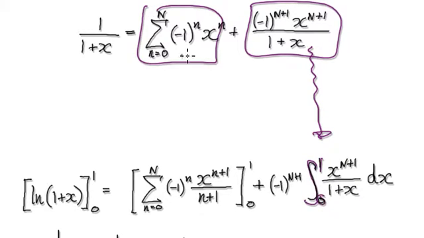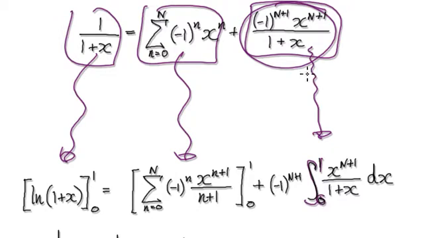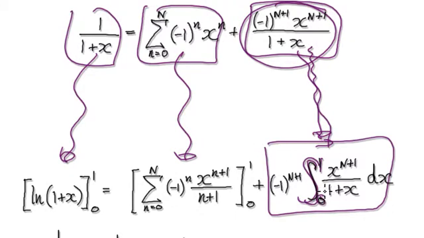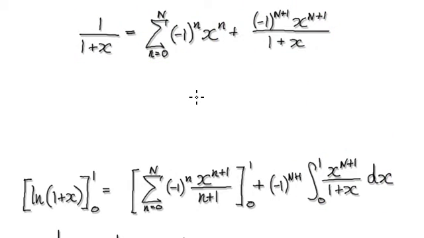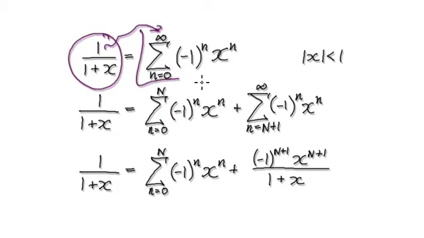This one's quite easy to integrate. We can do it straight away. This one here is slightly more complicated, so let's just leave it in this form. We will sort this out later. Okay, so now remember up here, this can be represented by this, provided the absolute value of x is strictly less than 1.